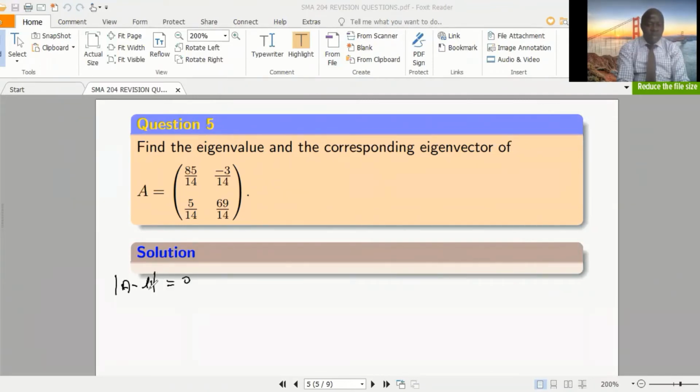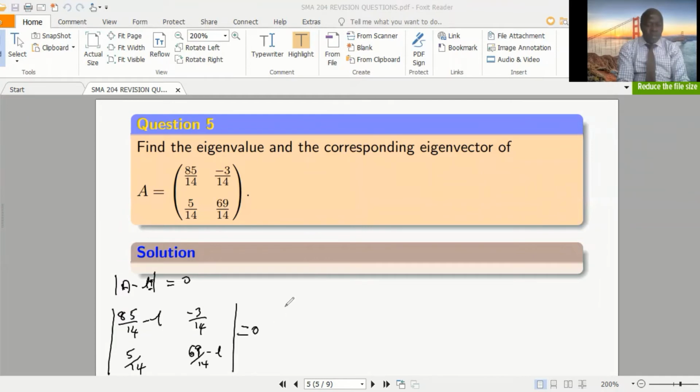Let me say lambda I. A minus lambda I, the determinant of that equated to 0. So when I do this, it will be 85 out of 14 minus lambda, negative 3 out of 14, and then this will be 5 out of 14, and this will be 69 out of 14 minus lambda. This determinant is equated to 0.